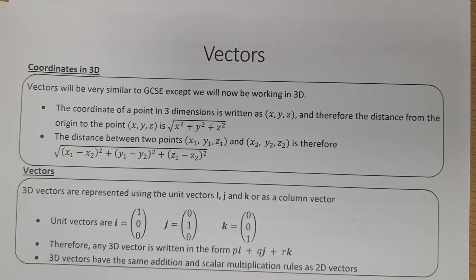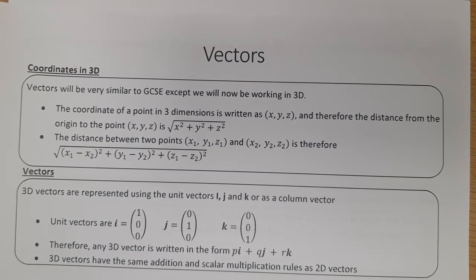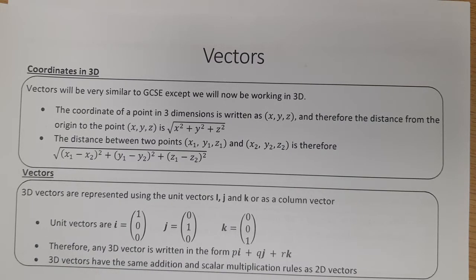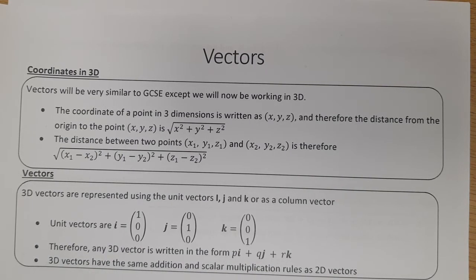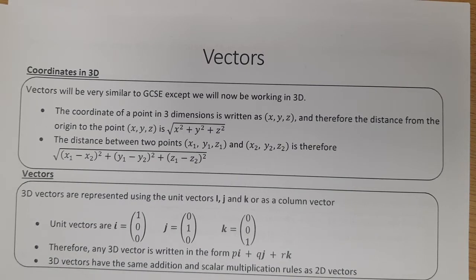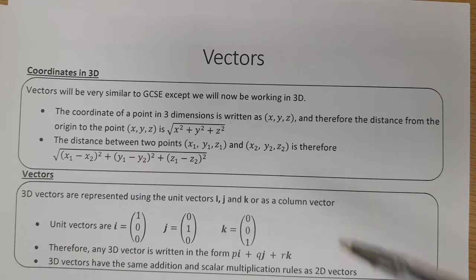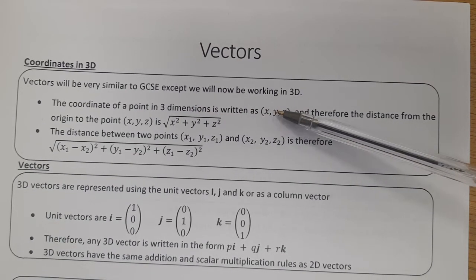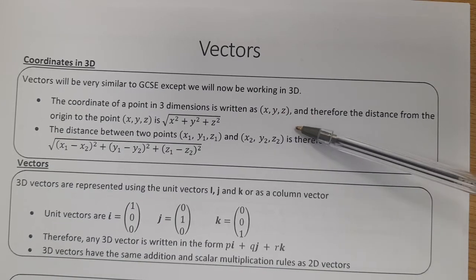Hi guys, so we're going to run through vectors at A level. The only difference here is that instead of being 2D vectors, so just x's and y's, it's now a 3D vector. So first of all, that means that you're working with coordinates that are in 3D. So instead of having just an xy coordinate, it's now an x, y and z coordinate.